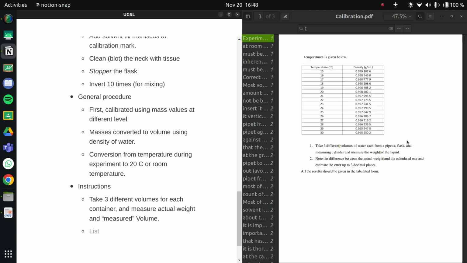Okay, cool. So this is done by a weighing machine, and this one is done by the markings that we have on the flask. So take 3 different volumes, you do that, then note the difference between the actual weight and the calculated one. Find the difference in calculated weight and measurable, and estimate up to 3 decimal places.